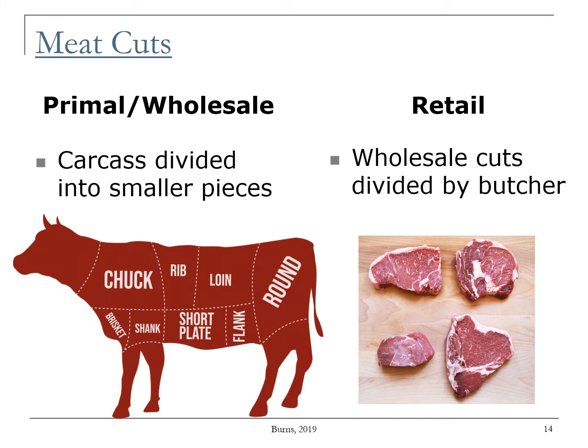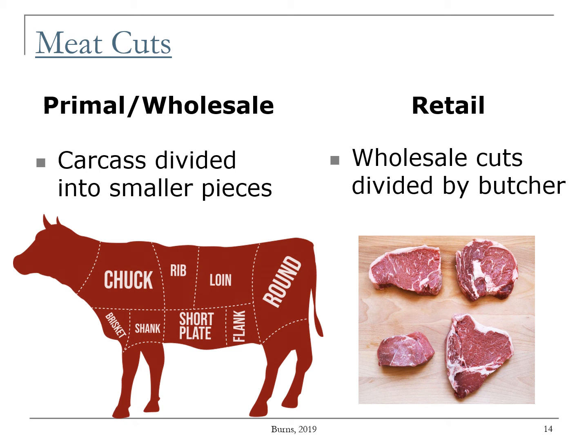There's different types of meat cuts. We have the primal cuts, also referred to as the wholesale cuts, and then the retail cuts. So we see there the primal or the wholesale cuts. That is where the carcass is divided into smaller sections. And then the retail cuts we get from the cuts within each of the different primals.